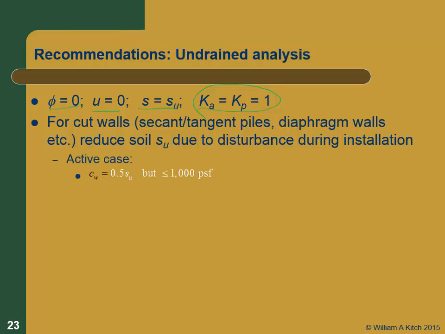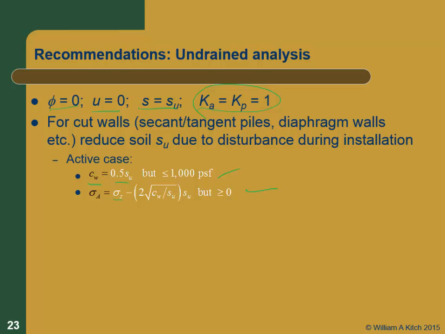For the active case, FHWA distinguishes what they call C wall, which is the adhesion against the wall. They recommend that you use an adhesion that's half of the undrained shear strength. This is to account for this disturbance, but no greater than 1,000 PSF. Then they recommend that the earth pressure is equal to sigma Z times Ka, and Ka is 1.